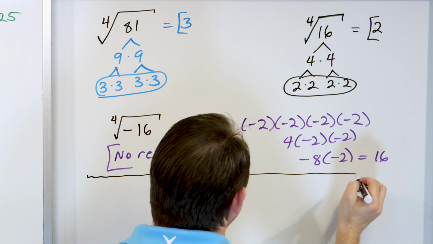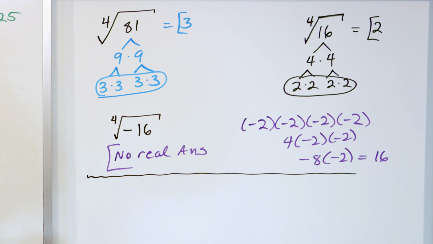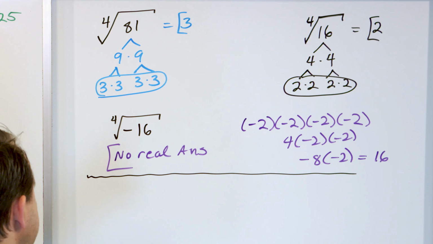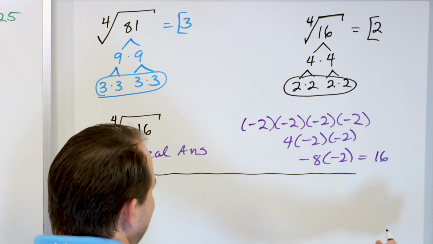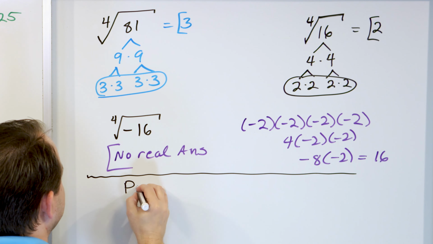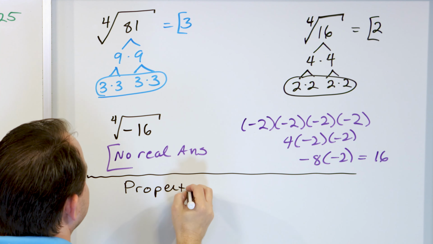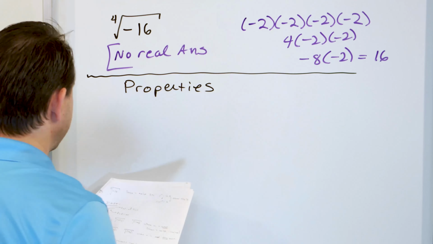But what you're going to find in your book is a lot of really confusing looking things, but I'm trying to show them with numbers so that you understand what it's really saying. In your book, you're going to be told something like properties of radicals. So I could write this as properties. There's a lot of properties, okay? This is just some of the properties.